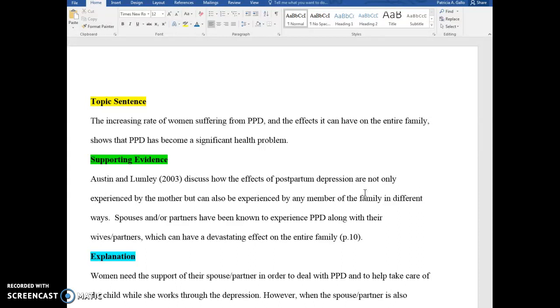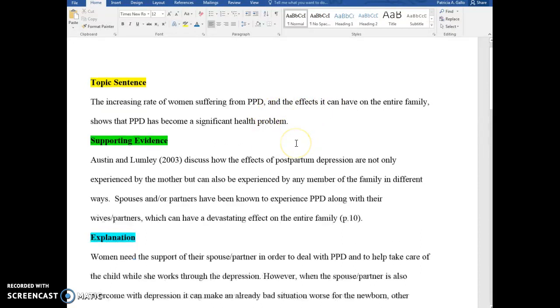Each paragraph should start with its own topic sentence. What I want you to look at here in this topic sentence is there's no source material in it. This is your topic sentence informing your reader of what the paragraph to come will be about. So this one is about the increasing rate of women suffering from PPD, which is postpartum depression, and the student already told me what this stands for in her introduction, and the effects it can have on the entire family and the health problems associated.